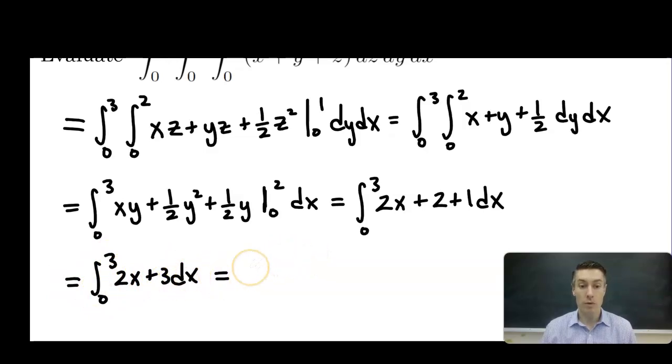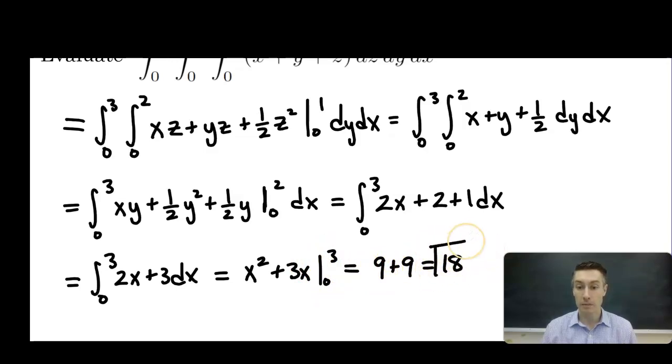And now we integrate with respect to x, so x squared plus 3x. Evaluate that from 0 to 3. 9 plus 9 gives us 18. So the value of this iterated integral after we complete 3 rounds of integration is 18. So the process of integrating is not much different in comparison to what we've been doing for all of our double integrals, which is nice. That means it extends pretty easily.